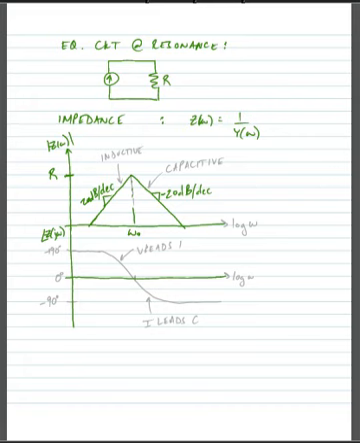And we say that before the resonant frequency, the circuit looks inductive. After the resonant frequency, the circuit looks capacitive. That is to say that the impedance increasing looks like an inductor, and the impedance decreasing with frequency looks like a capacitor.